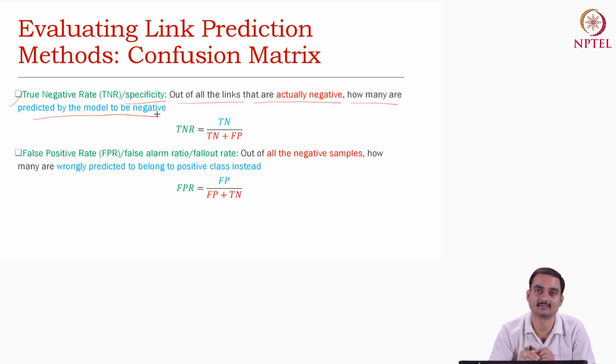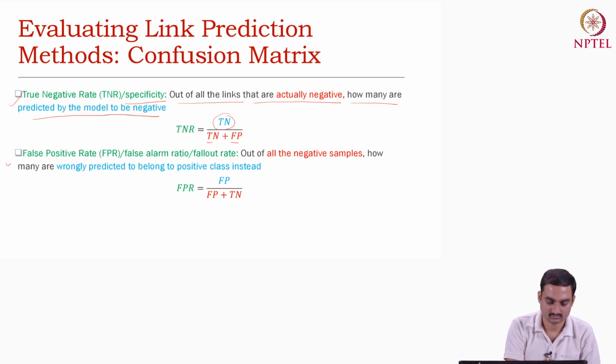So how many negative instances are there? Actually, true negative plus false positive. False positive instances are those which have been predicted as positive, but that is false, they are actually negative. So, TN plus FP, and out of them how many are actually predicted as negative? TN. This is true negative rate.